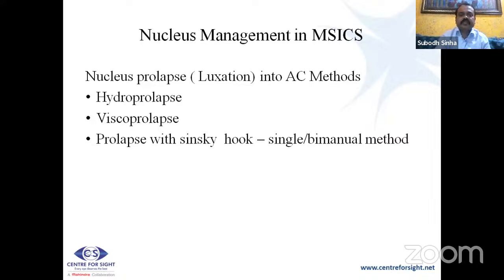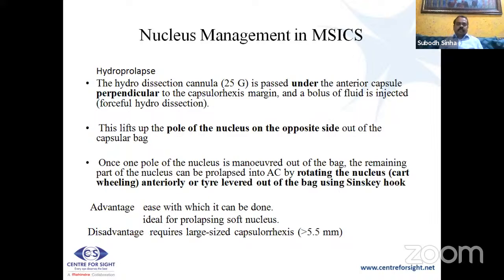In nucleus management, the first step is nucleus prolapse. You can do either hydroprolapse, viscoprolapse, or you can use a SICS hook, which can be a single or bimanual method. If you are doing hydroprolapse, you have to put the cannula under the anterior capsule perpendicular to the rhexis margin, and then you inject a bolus of fluid. What will happen then? The opposite pole of the nucleus will lift. Once that pole is lifted, you can start rotating from that side. You can do cartwheeling or tiring out.